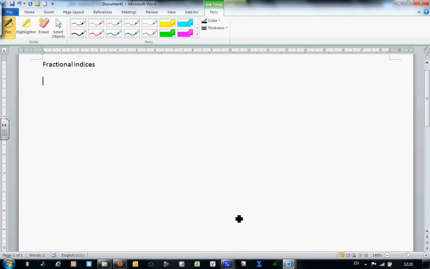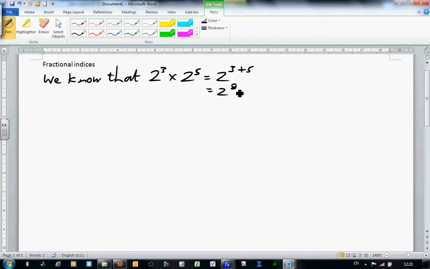Okay, in this demonstration we'll have a look at fractional indices and make sense of them and the meaning of what they are. We already know that 2 to the power of 3 times 2 to the power of 5 is 2 to the power of 3 plus 5, which is 2 to the power of 8. We know that, that's a given.